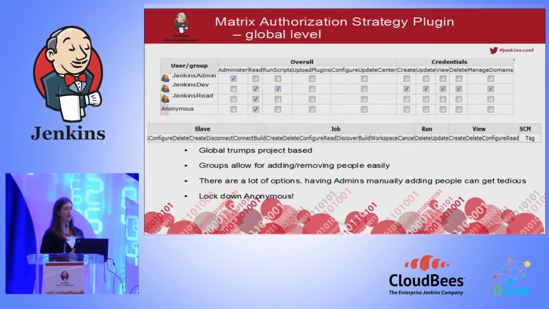This is what it looks like if you use the matrix authorization plugin. As you can see, if you were to list your end users individually, this is a huge list of checkboxes that just goes forever. And if you had 100 people that have access to your Jenkins server, maintaining a list of 100 with all these checkboxes gets really hard really fast. So it's much easier to go the route of groups.